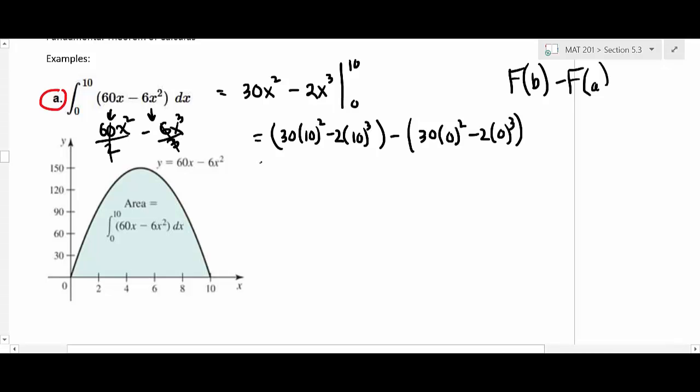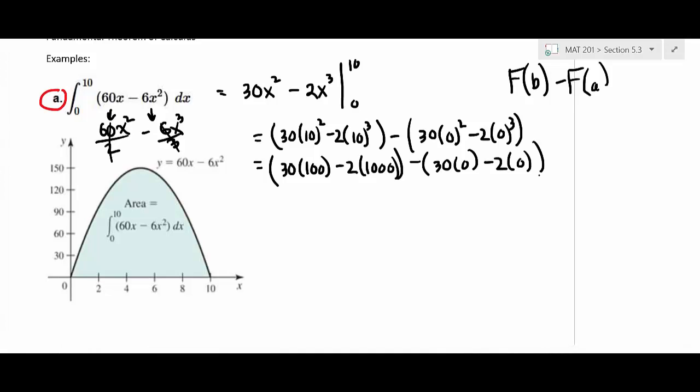You can use your calculator a little bit; sometimes the arithmetic gets messy. So that's 30 times 100 minus 2 times 1,000. On this side, can you see that everything goes to 0? Anytime you see that, you can do it in your head. That happens a lot when you're going from 0 to something. Not always, but a lot of times.